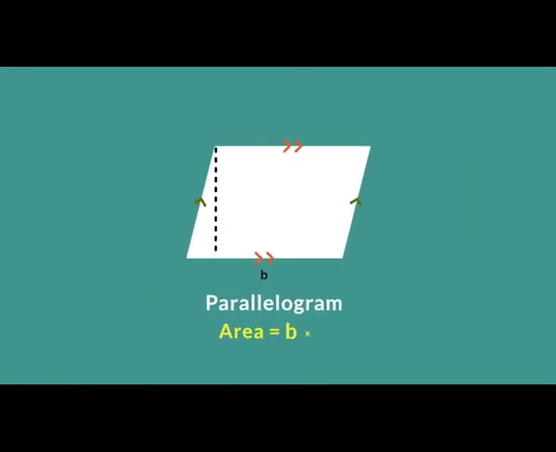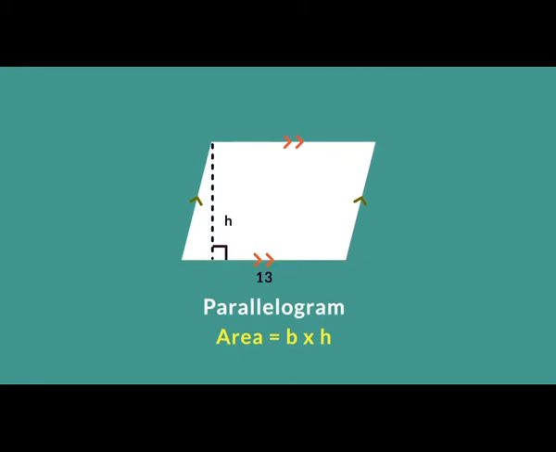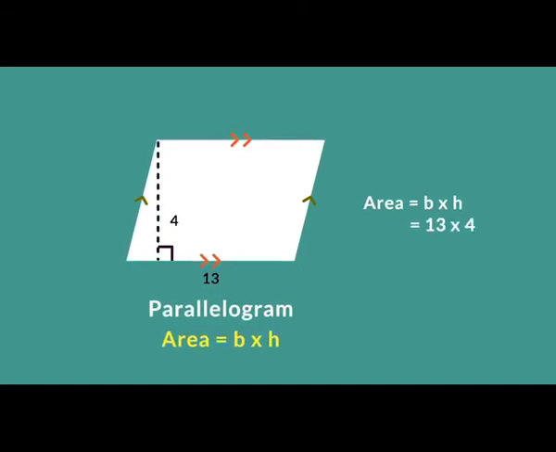To find the area of a parallelogram, you use the same formula as for a rhombus. Find the perpendicular height, using Pythagoras if necessary, and then multiply the base by this height. This parallelogram has a base that is 13 centimeters long and a perpendicular height of 4 centimeters, so its area is 13 times 4 equals 52 centimeters squared.